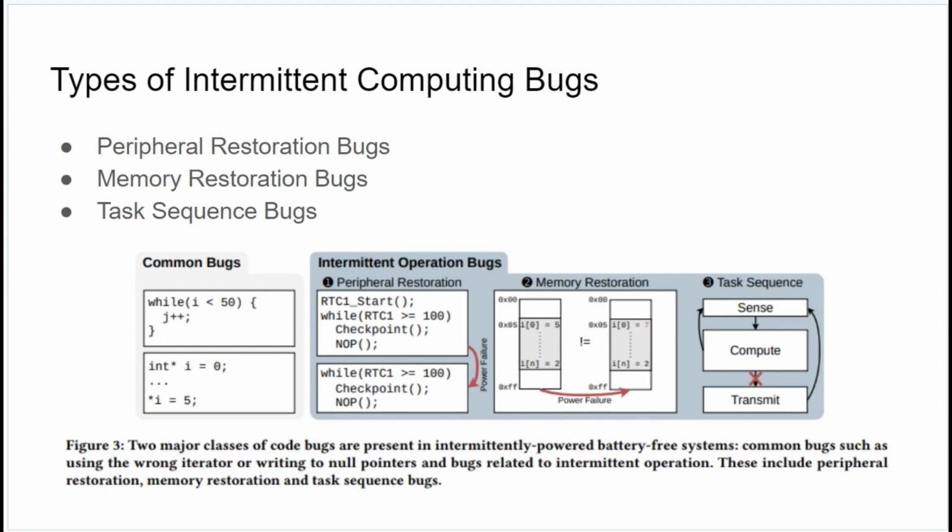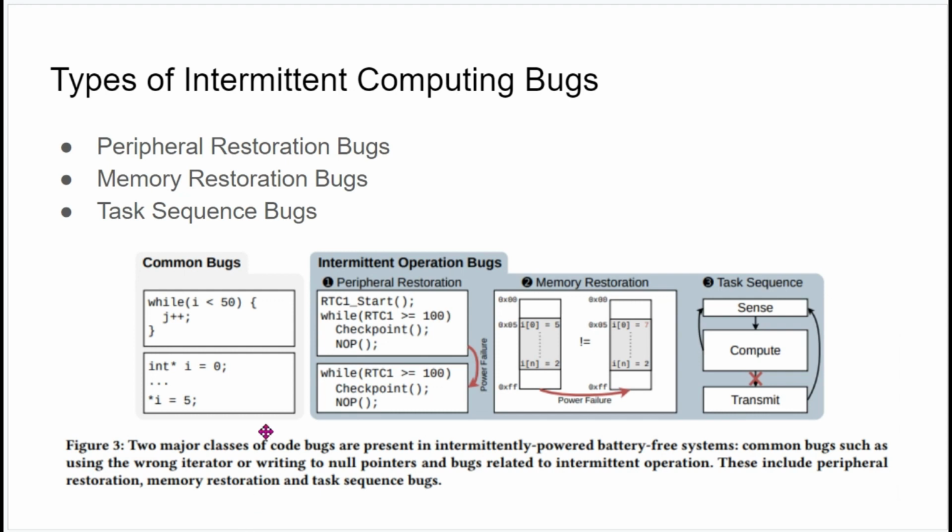So if you remember the diagram from before, the steps are: restore, run your process, and then take a checkpoint at the end before the power runs out. However, if you restore the process incorrectly, you're going to have a couple of issues when you're starting it up.